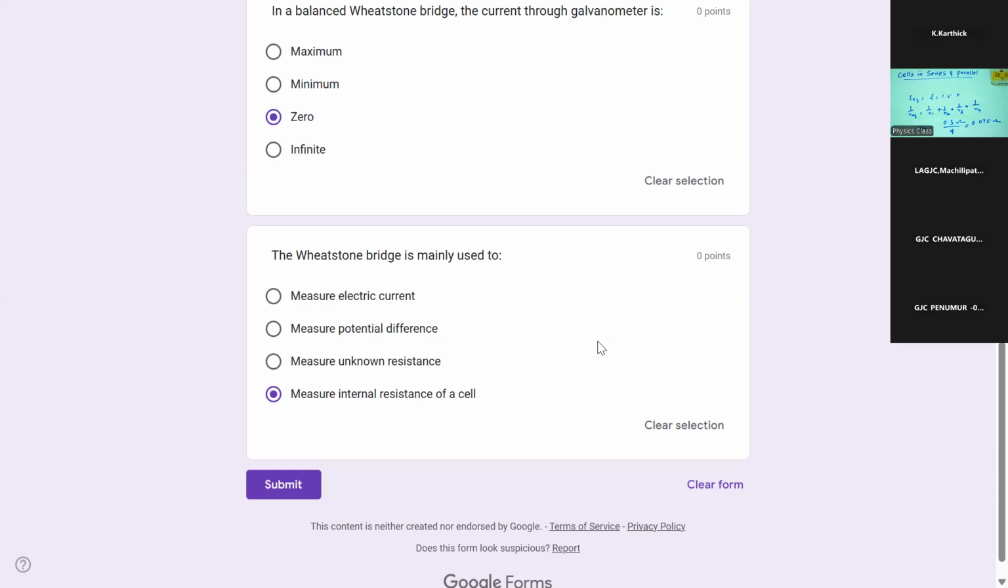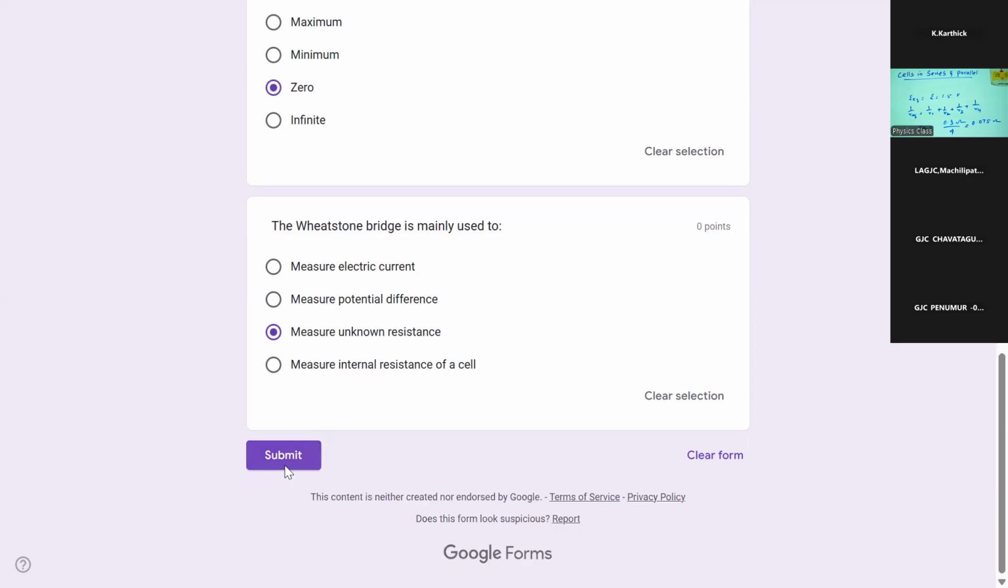Yes, good. Measure unknown resistance, because we have here 4 resistances in the Wheatstone bridge, P, Q, R, S. Suppose if we know the other 3 resistances, for example P, Q, R, then we will measure the unknown resistance. That is the 4th resistance. That's why I am saying Wheatstone bridge is mainly used to measure unknown resistance. So let me check the answers.